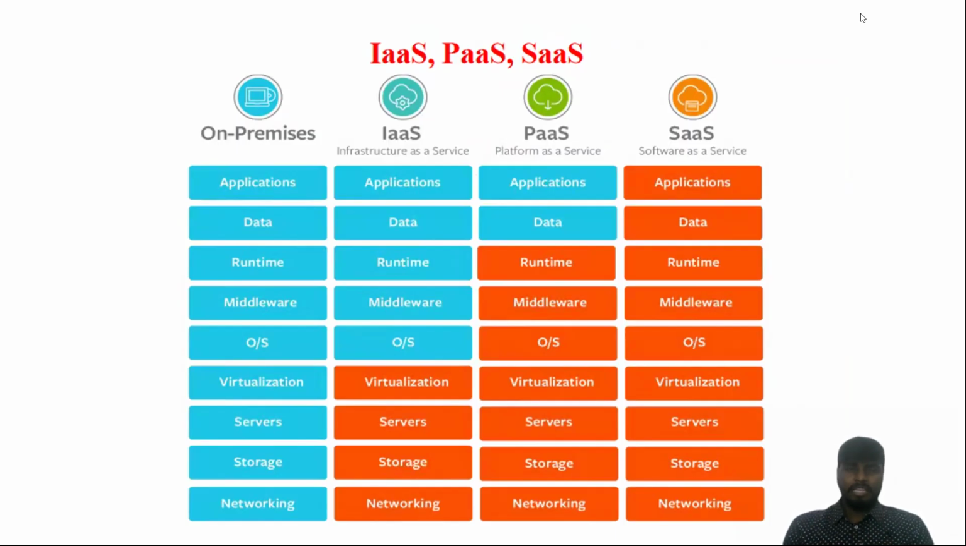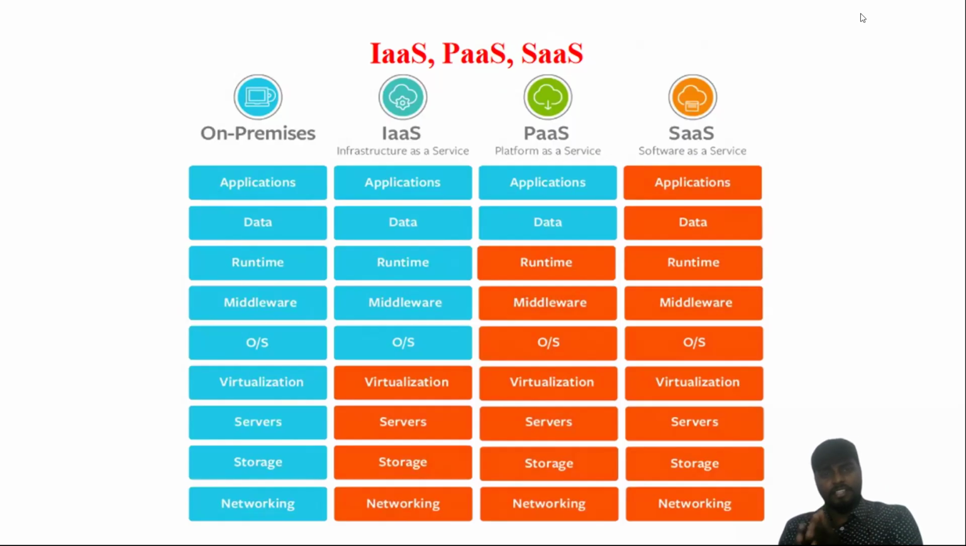In the on-premises, everything has to be taken care of by the company only. The networking, the company has to take care. Storage, servers, virtualization, operating system, middleware, runtime, data, and finally the application. Everything has to be taken care of by the company itself.